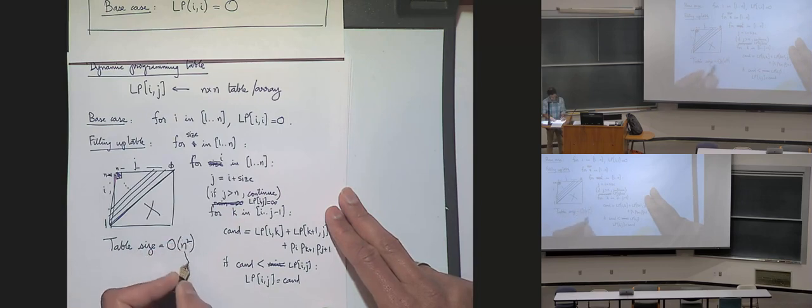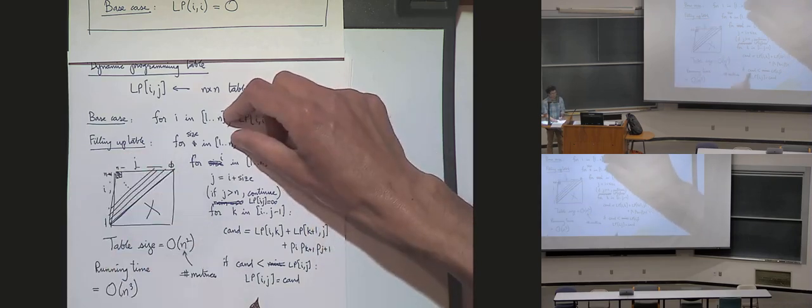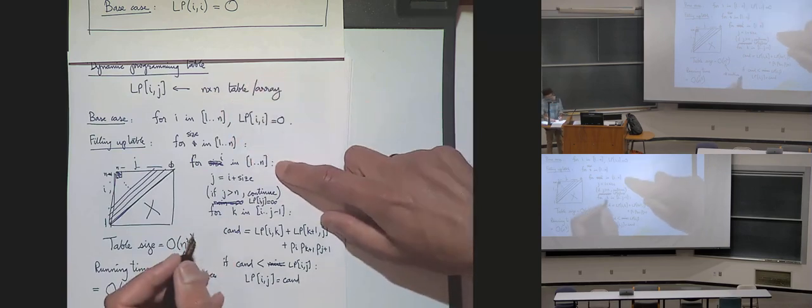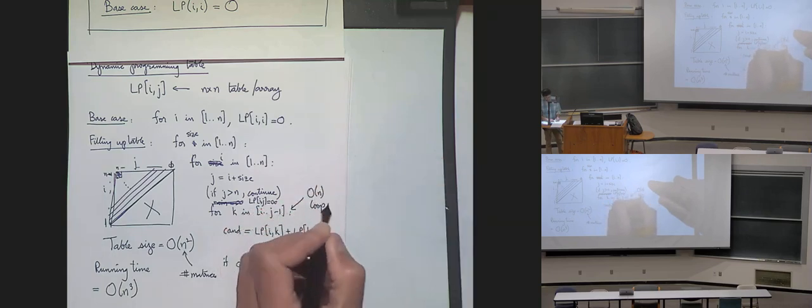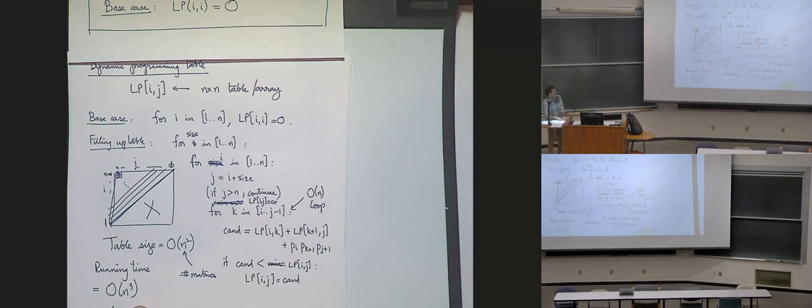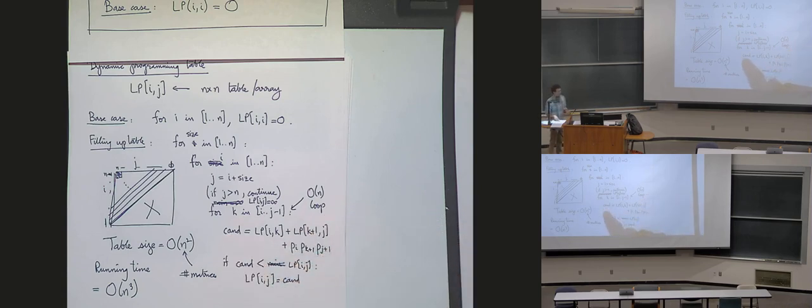So the table size is O of n squared, where n is the number of matrices. The running time is O of n cubed, because there's an n squared size table, and then there's an extra O of n loop to go over the options, and so you get n cubed in total. Question: what is the candidate? It's just some variable.